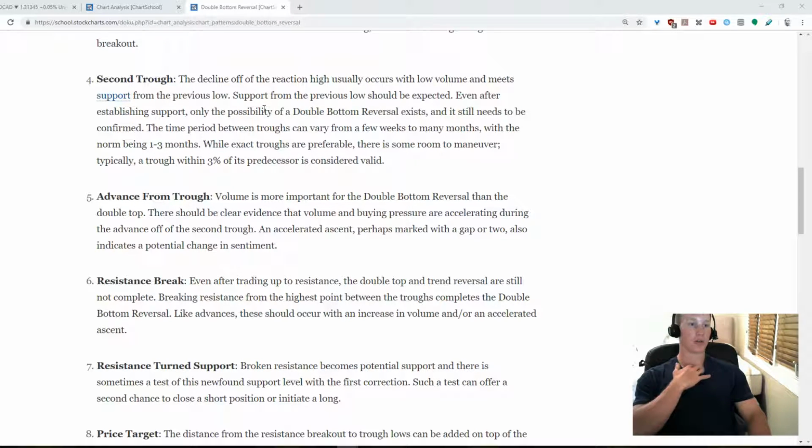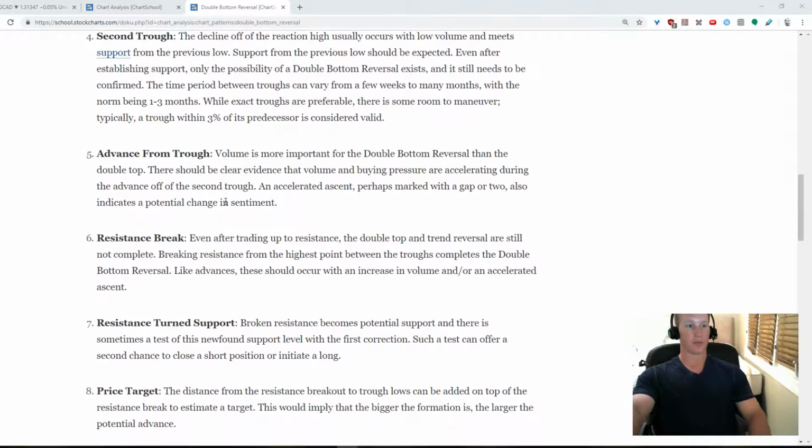The time period between troughs can vary from a few weeks to many months. This depends on what time period you're looking at, of course, with the norm being 1 to 3 months. While exact troughs are preferable, there is some room to maneuver. Typically, a trough within 3% of its predecessor is considered valid.